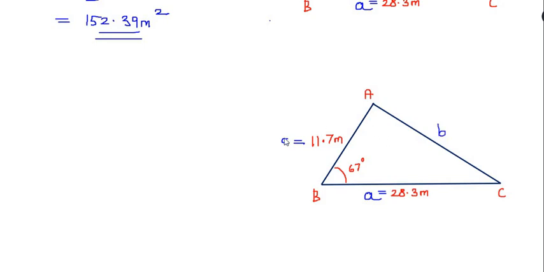Now here we are going to use the cosine rule, because, as I have explained in the previous video, at least two sides need to be given and an included angle between those two sides. Then we identify that we have to use the cosine rule. So we have the two sides given and an included angle between them.